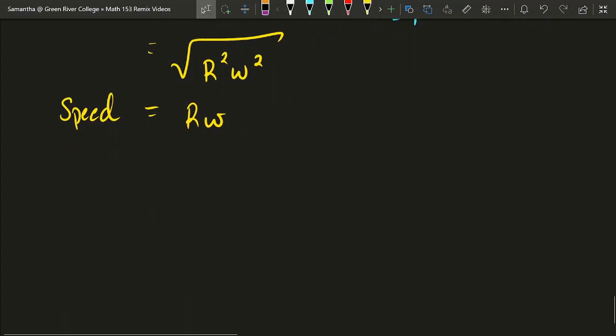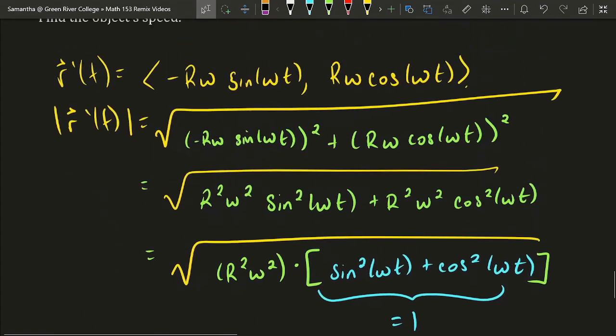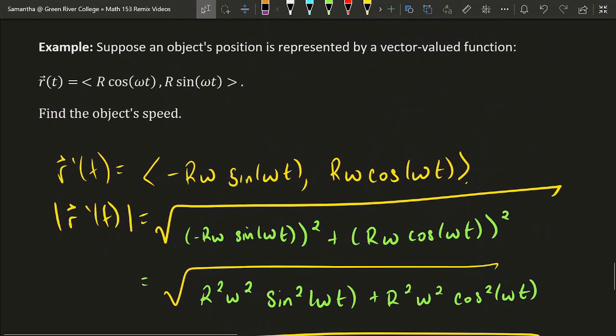So r times omega is the value of the speed of an object moving in a circle as controlled by this particular formula. Just take the radius and multiply it by omega, and that is the speed of your object.